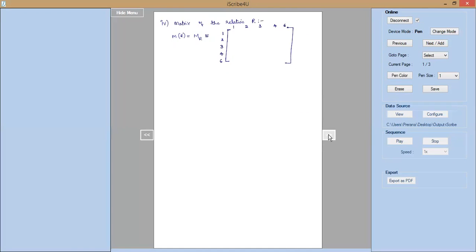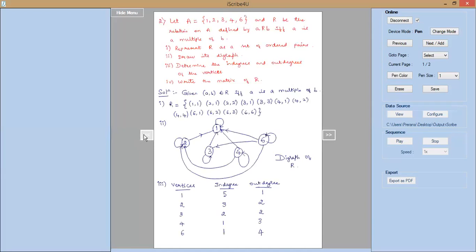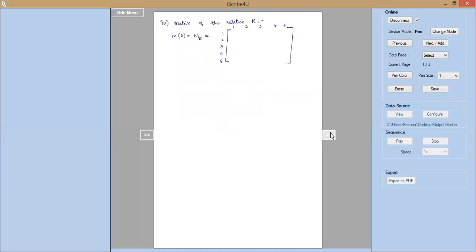Now 1, 1. From the relation R, we have 1, 1. So 1 and 1 is associated here. If you observe, from 1 to this 1 there is a relation, so I have to represent 1 over here. 1, 2, 1, 3, 1, 4, 1, 6 do not exist, so in the same row all other elements will be 0. So I have 1, 0, 0, 0, 0.